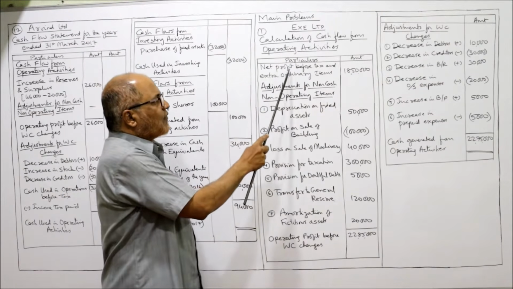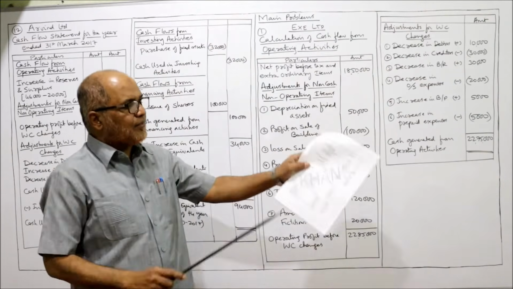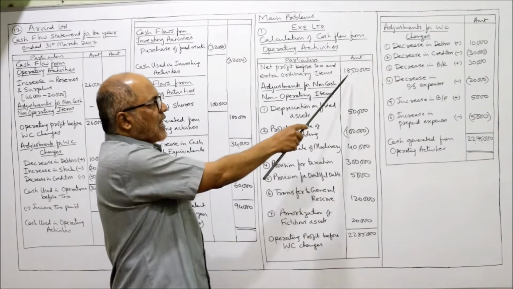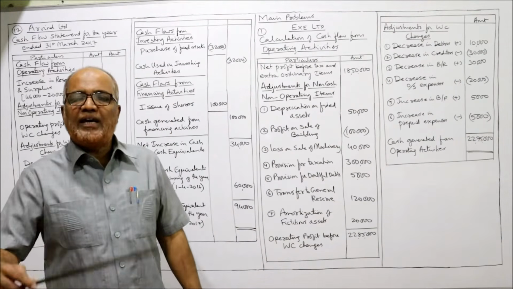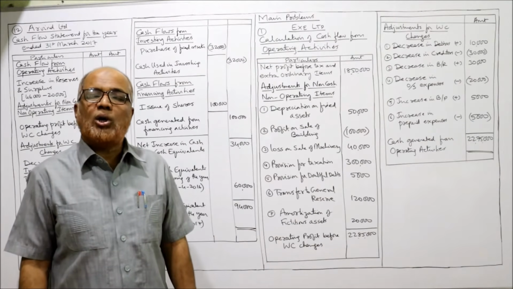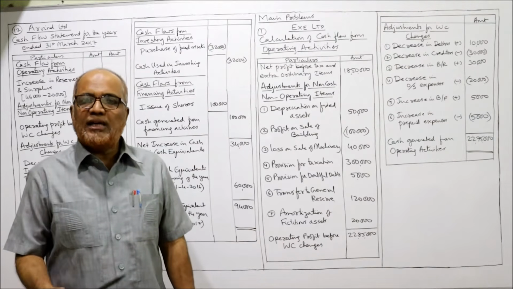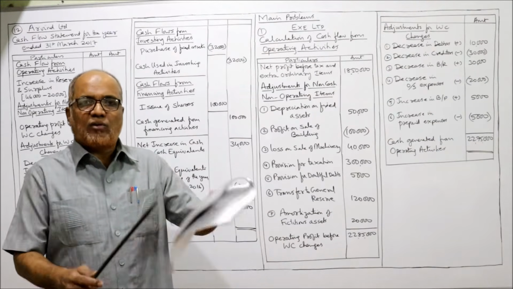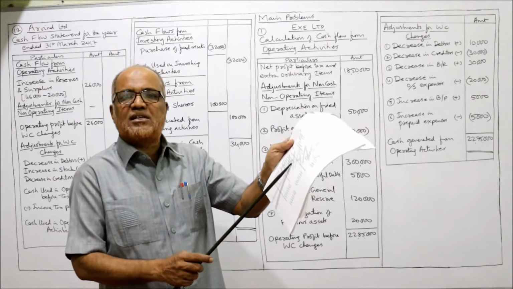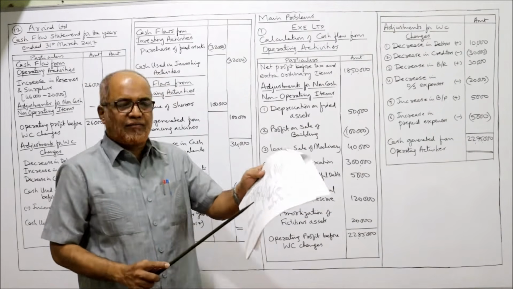So net profit before tax and extraordinary items 18,50,000. It is given in the problem. The net profit is 18,50,000, I have taken. To this, we make the adjustment for non-cash, non-operating items. So what are the non-cash, non-operating items? First, depreciation on fixed asset. That is a non-cash item. Depreciation on fixed asset, 50,000.